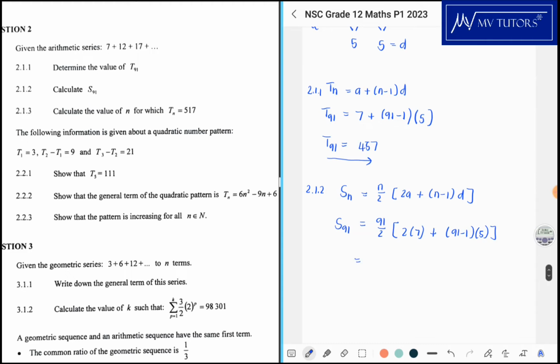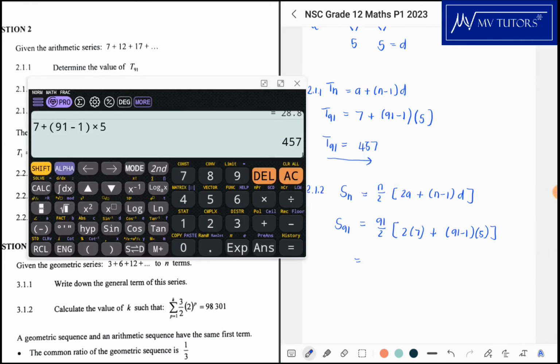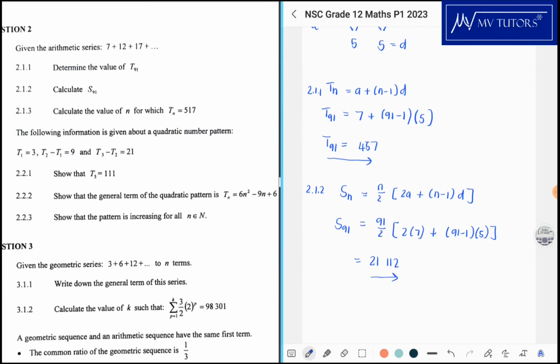Alright. So you can put all of this in the calculator, unless you want to calculate step by step. But I would recommend just putting everything in the calculator in the interest of saving time. So we have plus 91 minus 1 multiplied by 5, and then put that other extra bracket, and then we can see our answer there is 21,112. So that is what you get when you sum up the first 91 terms.